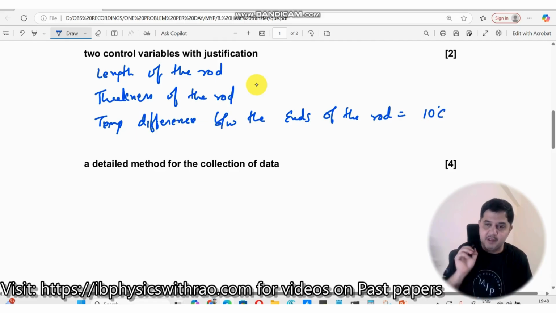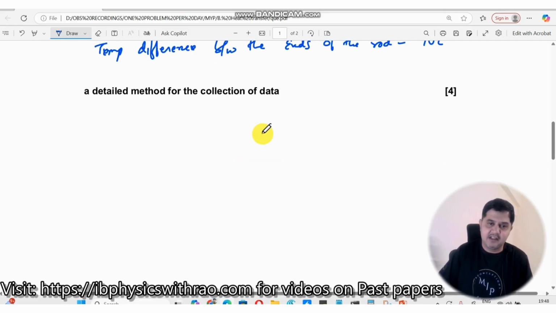That's what we are going to look at. Now, a detailed method for the data collection. How are we going to do the data collection? That was the question. Now, how do you do the data collection? The first one. Now, what is it that we need?